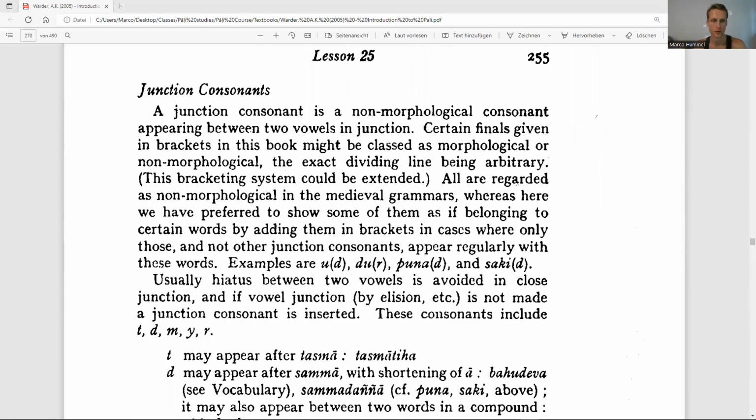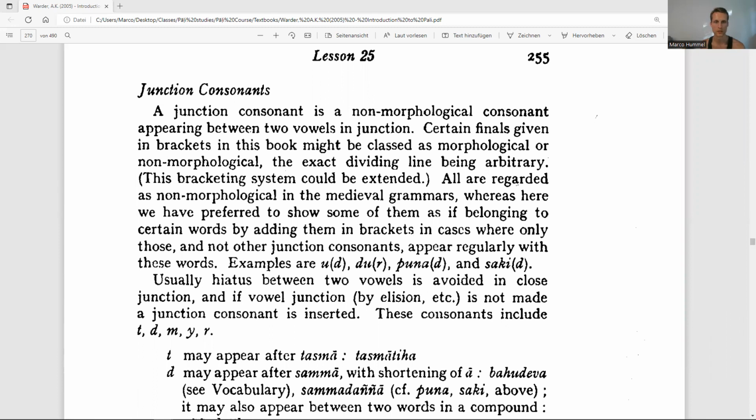We have also conjunct consonants. So the junction consonants. A junction consonant is a non-morphological consonant appearing between two vowels in junction. Certain finals given in brackets may be classed as morphological or non-morphological, the exact dividing line being arbitrary. Hence, this bracketing system could be extended.